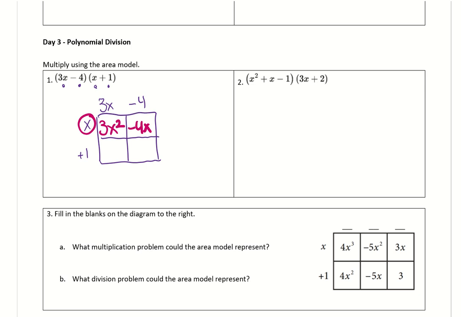Then we'll move to the bottom row. We'll do 1 times 3x, which is 3x. And then finally, negative 4. If we have any like terms, we need to be on the lookout for them. So here are some like terms, and we can combine those together, and our final answer is going to be 3x squared minus x minus 4.